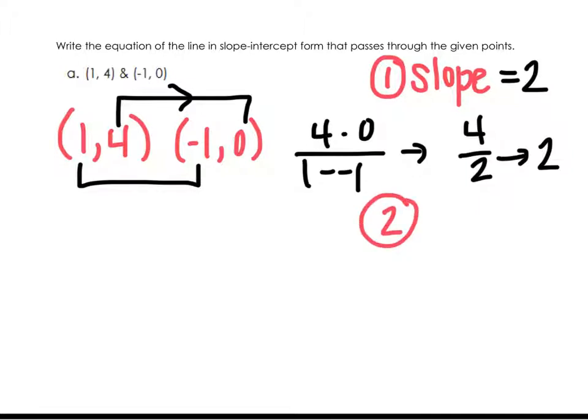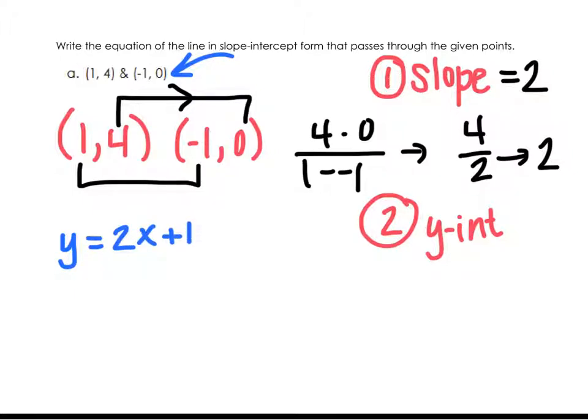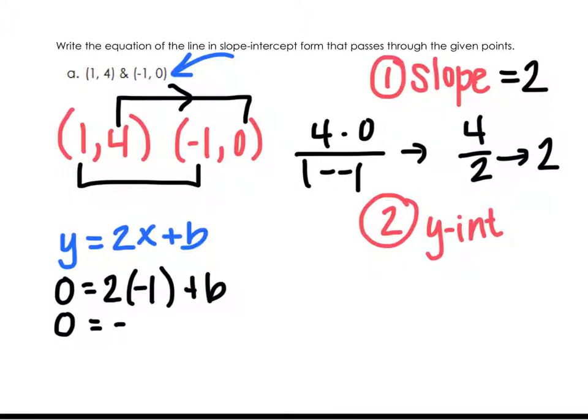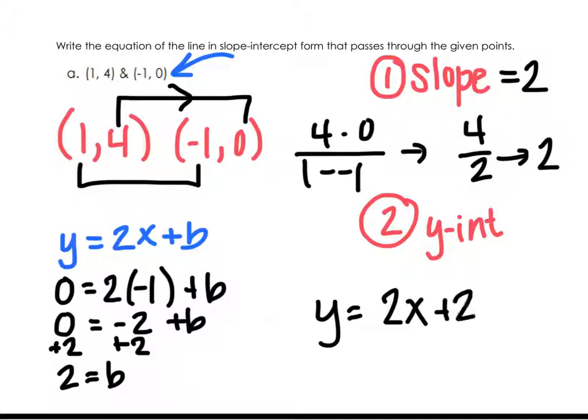Step 2, y-intercept. Now, I have 2 ordered pairs, and I can choose to use either one, and it won't matter. Since I see that I have one with a 0 in it, that's the one I'm going to choose. So y equals 2x plus b, which means I can sub in my x and y. So 0 equals 2 times negative 1 plus b. Means 0 equals negative 2 plus b. I can add 2 to both sides and figure out b is 2. Now I know y equals 2x plus 2.